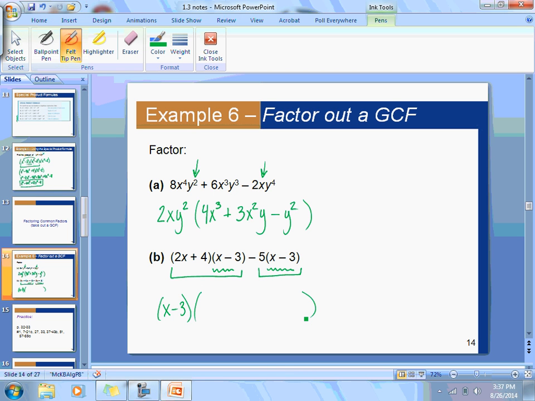Now my leftovers are going to be the 2x plus 4 from the first set of parentheses, or I'm sorry, from the first group of terms, and then the minus 5. So I got a little extra space here. Let me get rid of that. And now the only thing left to do is in this parentheses here where I have my little leftovers, I can combine some like terms together. So this really gets simplified down into x minus 3, which was my GCF, so that's why he stays out front. And then I have the 2x minus 1.